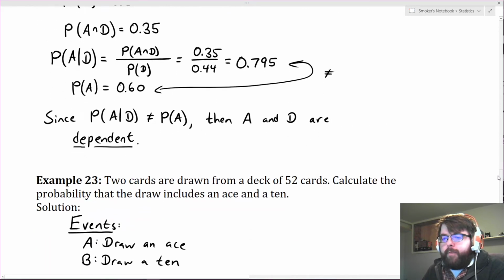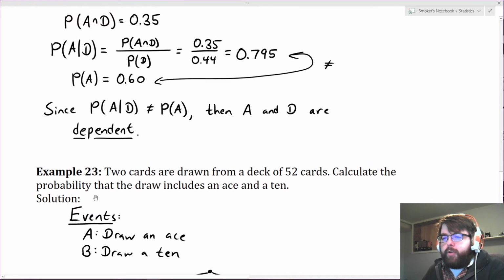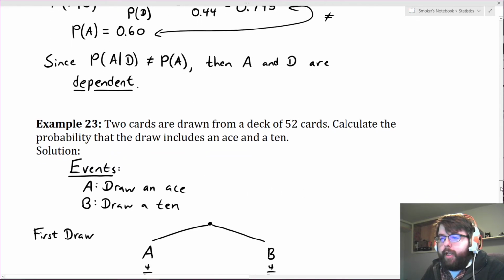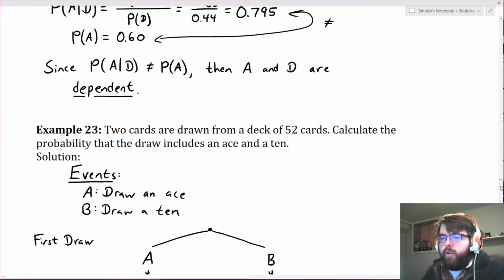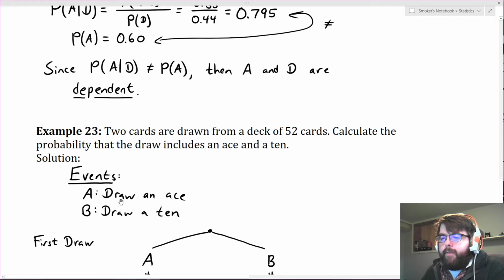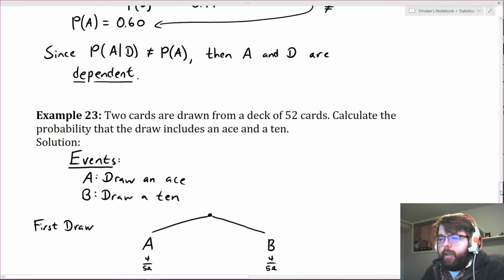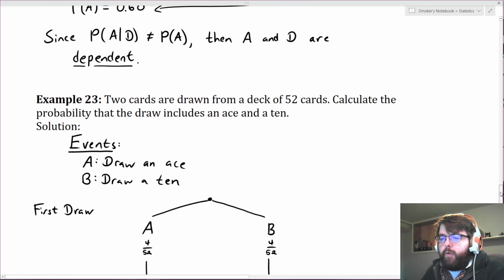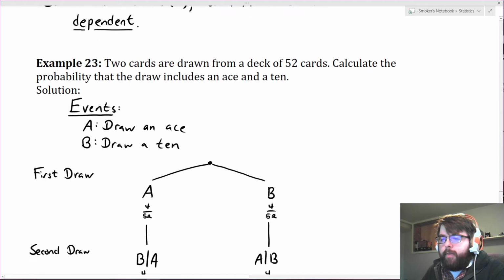Okay. Two cards are drawn from a deck of 52 cards. Calculate the probability that the draw includes an ace or a 10. Okay, so we're going to calculate the probability that an ace or a 10 is drawn. We're going to call A the event that an ace is drawn, and B the event that a 10 is drawn. For A, you have a 4 in 52 chance of pulling an ace, because there's 4 aces in a deck. There's a 4 in 52 chance of pulling a 10, because there's 4 10s in a deck.